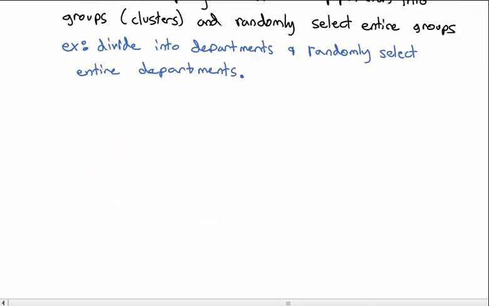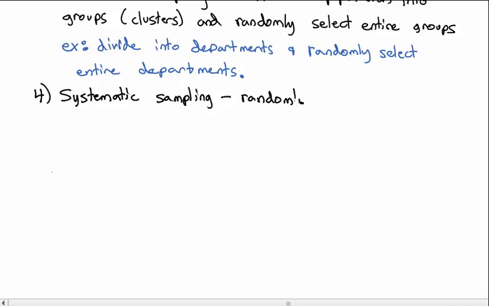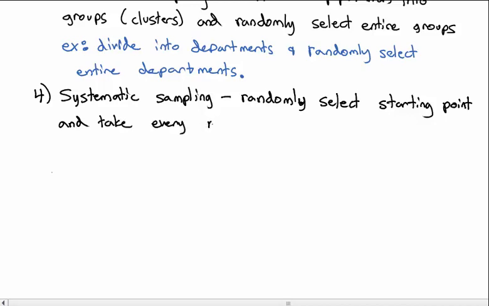Another very common form of sampling is called systematic sampling. And this is, we follow a system to randomly select our people. We are going to randomly select a starting point and take every nth value after it.